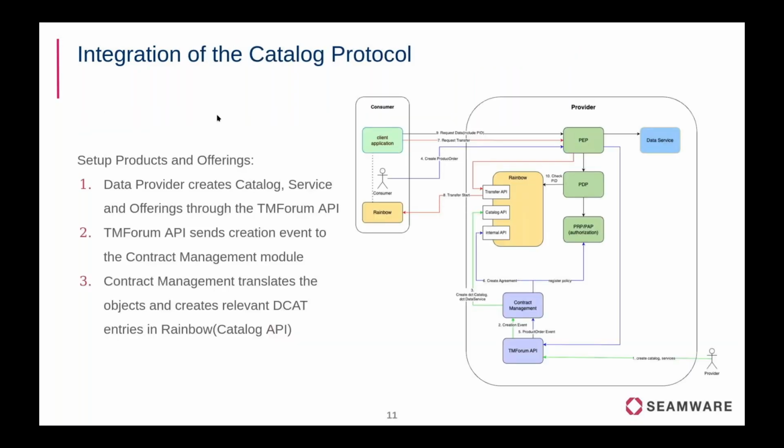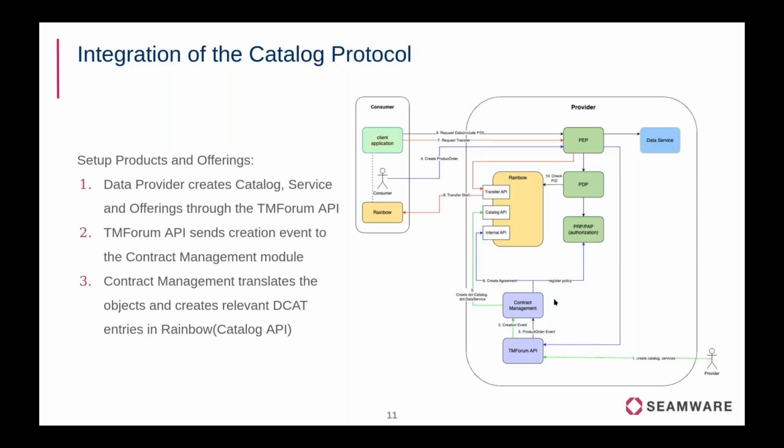Now let's have a look how the request flow actually happens for integration of the catalog protocol. As you remember, the result of this integration of the catalog protocol needs to essentially have an API that provides a decut view on the entries that we are offering as part of our data provider. If we take a look at the data provider side here, we have a data service, obviously, we have our TMForum API, and we have a component currently called contract management, which essentially handles the connection between the TMForum API and other components inside the Data Space Connector.